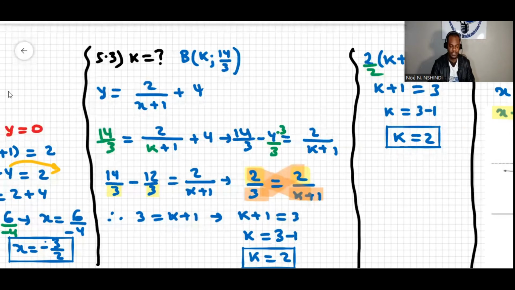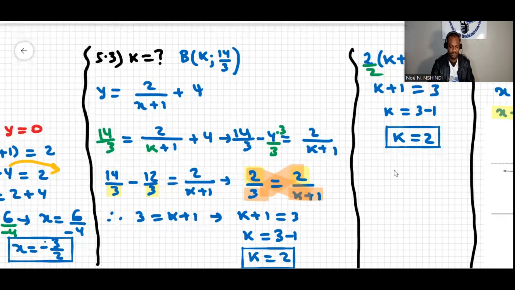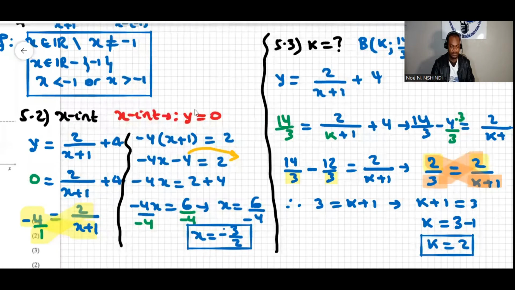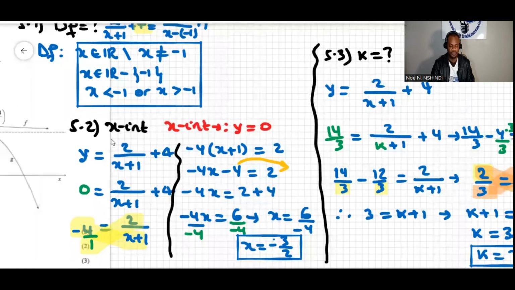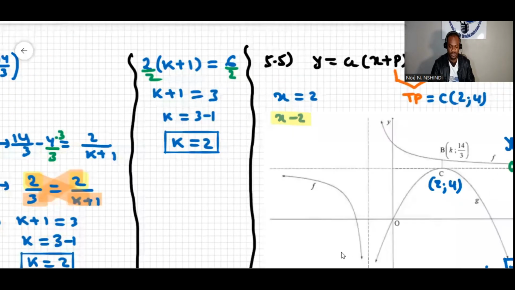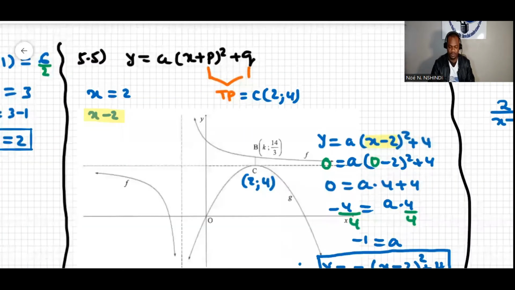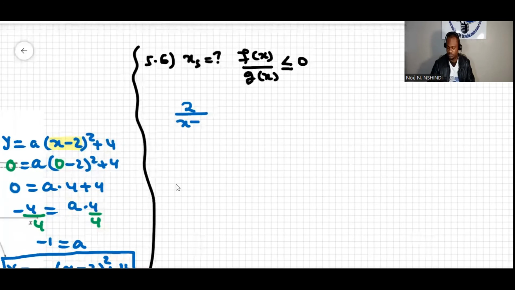So it was x plus 1 plus 4, okay? Let's just see here. Yeah, 2 over x plus 1 plus 4. So this will be, I'll write it here. f of x is 2 over x plus 1 plus 4.